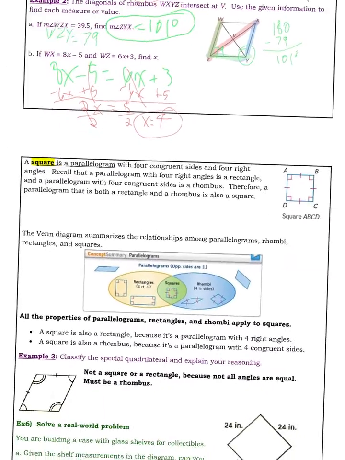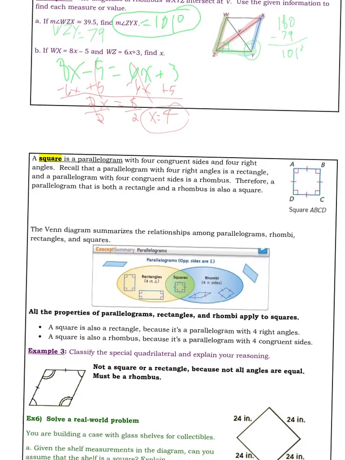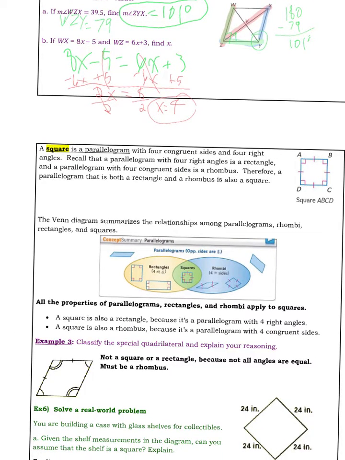Let's talk about squares. A square is a parallelogram with 4 congruent sides and 4 right angles. Okay, so remember, a parallelogram with 4 right angles is also a rectangle, but not all 4 sides are the same thing. So a parallelogram that's both a rectangle and a rhombus is a square. So it's kind of the combination of the two, because a rhombus has all 4 sides the same. A rectangle has all 4 angles the same, so that's why it's like it's combining a rhombus and a rectangle.